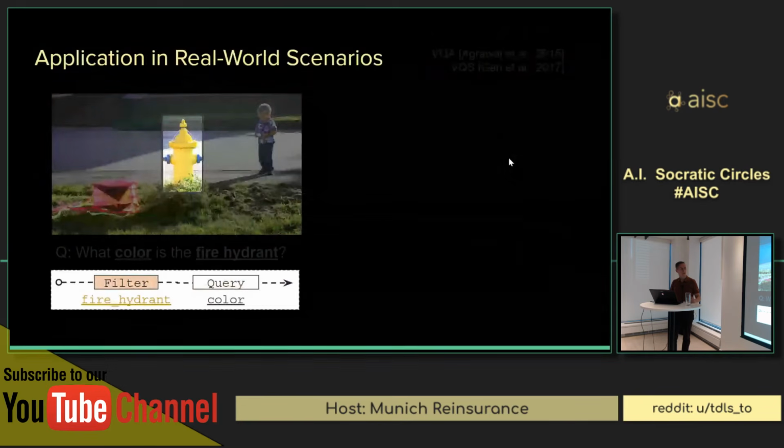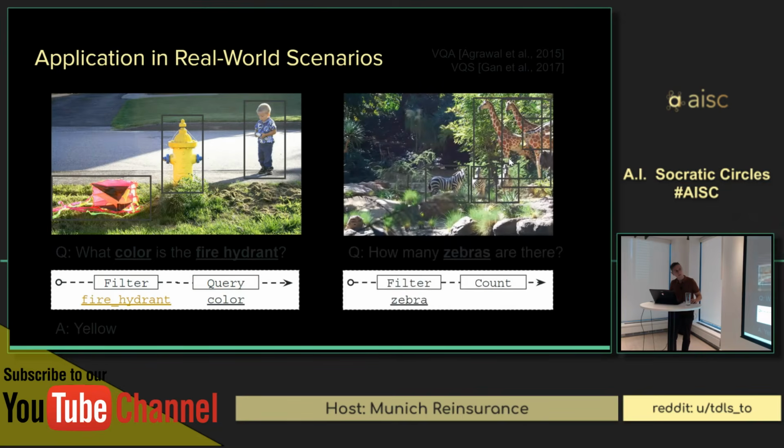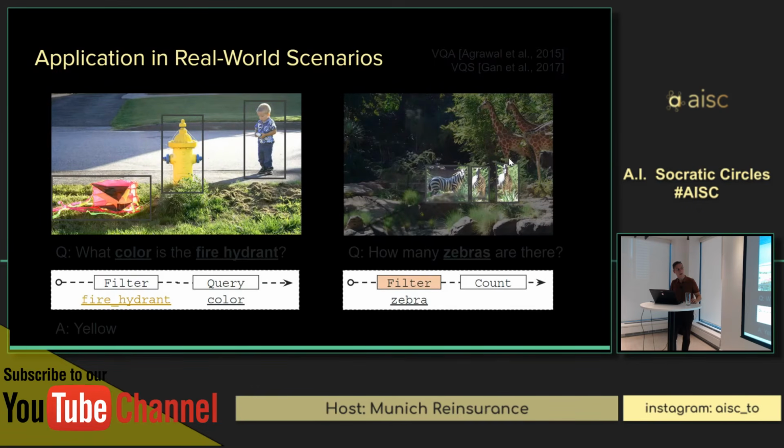So the application is quite straightforward, same as with shapes and colors, but in real-world scenarios. For example, the VQA setting also has the function count, so it can count the number of objects of a certain shape. Here they count zebras.